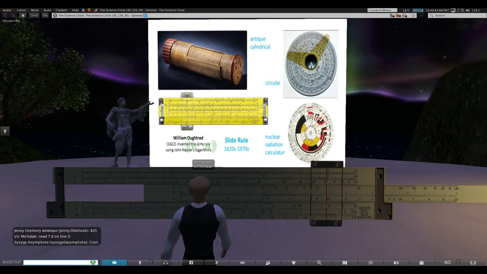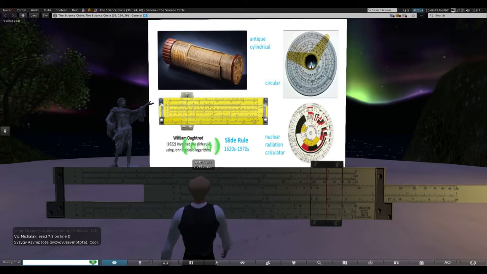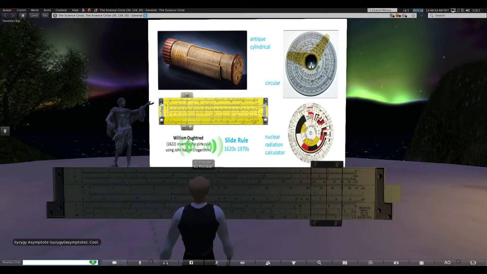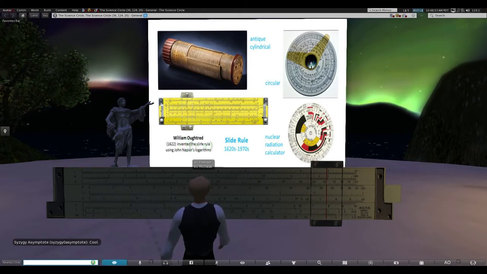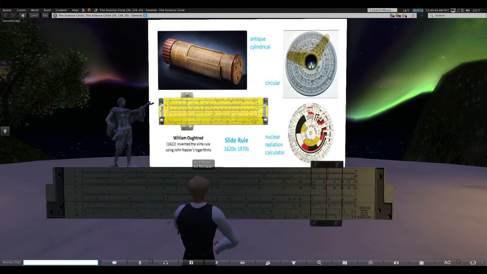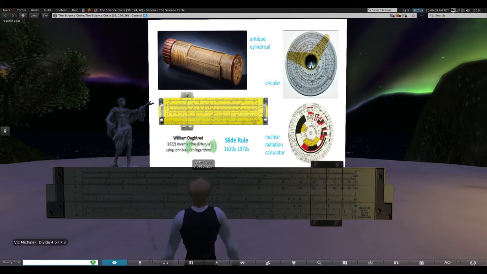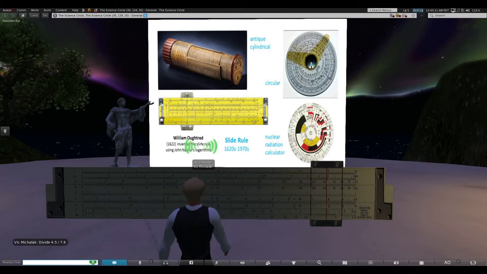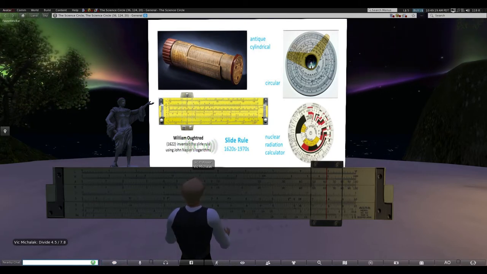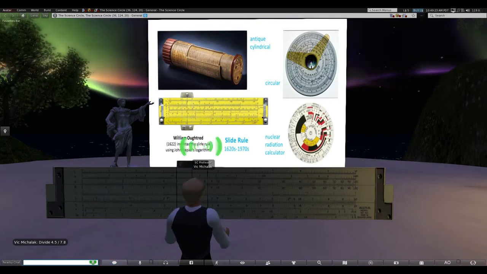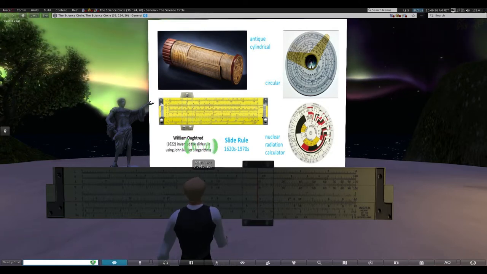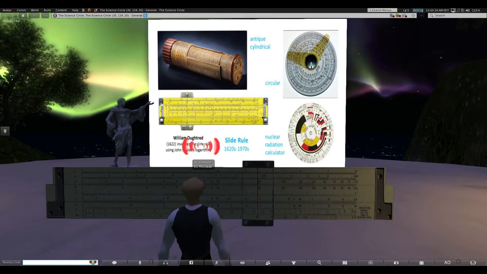Okay, let's try one more. The first thing you do on most of these is go to the middle scale and move everything back so it all lines up on the left. So we line everything up here on the left. Got it. And what we're going to do is divide 4.5 by 7.8. What we do here is a little backwards: you put the cursor on 4.5 in the D scale. Where's 4.5? Looking for it. There's five, yeah, 4.5 on the D scale, which is here.